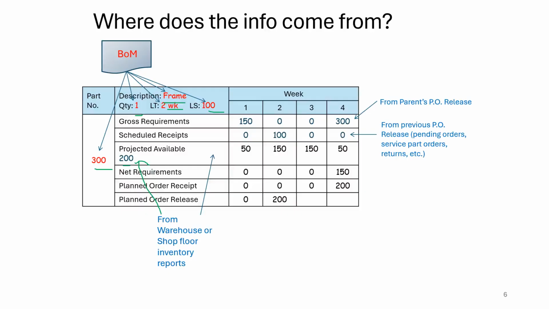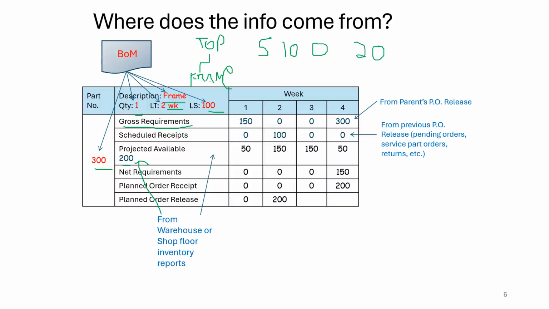Next, the gross requirements are connected to the parent floor. And this is a concept that we briefly touched upon in slide number 2, where let's say the frame has a parent node or it has some other part. For example, the top is the subassembly and under top, frame is one of the parts. And let's say we need 5 units of top in week 1, 10 units of top in week 2, 0 units of top in week 3, and 20 units of the top in week 4.